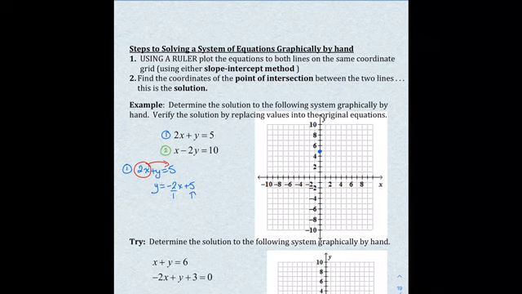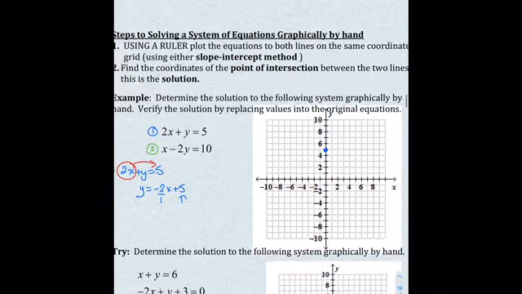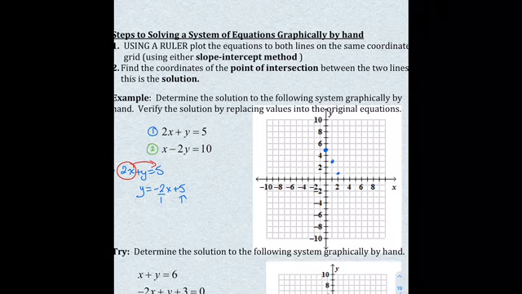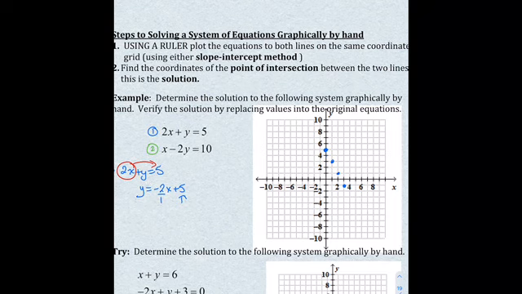So I'm going to go up to 0, 5. When x is 0, y is 5. And our slope is negative 2 over 1. So we go down 2 and right 1, down 2, right 1, and so on. Okay, and then I'm going to draw my line through all those points. Would we need all those points? No, not really. We only need 1 point, or 2 points, 1 point after our y-intercept.